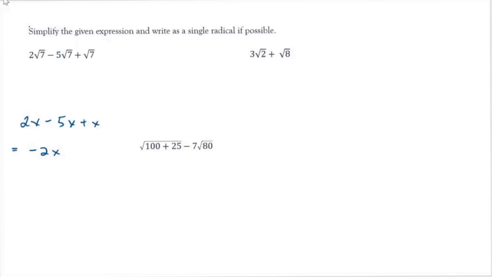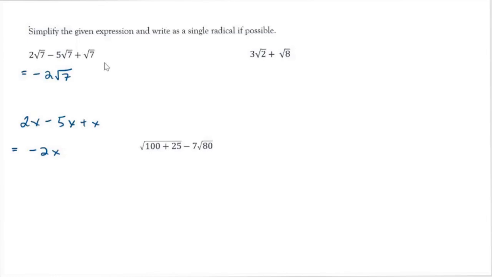We do the same thing here. Rather than like terms, we call these like radicals. They have the same radicand, so the same number under the radical sign, and the radicals are all the same order. They're all square roots. So, much like the x's, we simply take 2, subtract 5, and add 1. So we have negative 2 times the square root of 7.